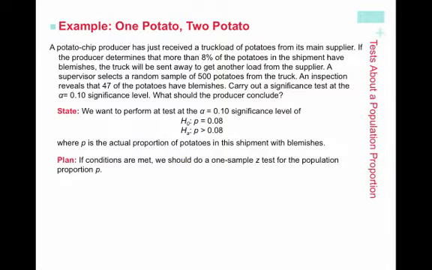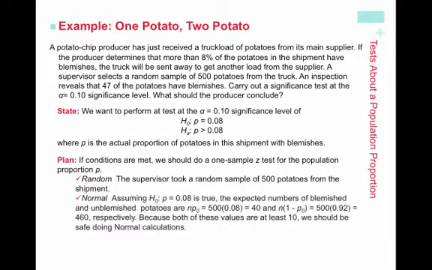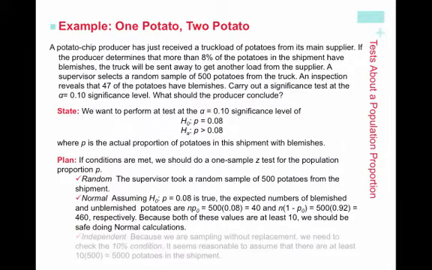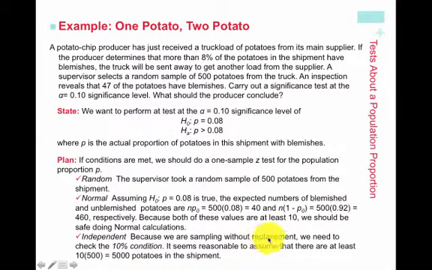Now, to plan. Planning is checking our 3 conditions. We took a random sample. Assuming that p does equal 0.08, that 0.08 is our p naught. We're going to do n times p naught, we get 40. n times 1 minus p naught, we get 460. Those are both at least 10. We're good to use the normal calculations. And independent, we're sampling without replacement. We need to check the 10% condition. And it seems reasonable that there are a lot of potatoes in this truck. Probably at least 5,000 potatoes in this shipment.